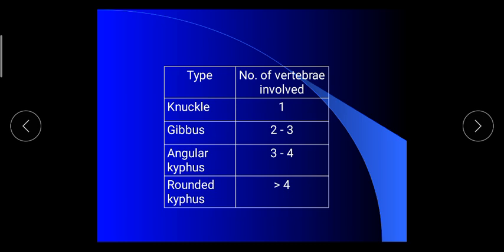Knuckle is nothing but a bony lump, a bony prominence, when one vertebra is involved or destroyed. Gibbous is when 2 or 3 vertebrae are involved. Angular kyphus, 3 or 4 vertebrae are destroyed. Rounded kyphus, when more than 4 vertebrae are affected due to tuberculosis.